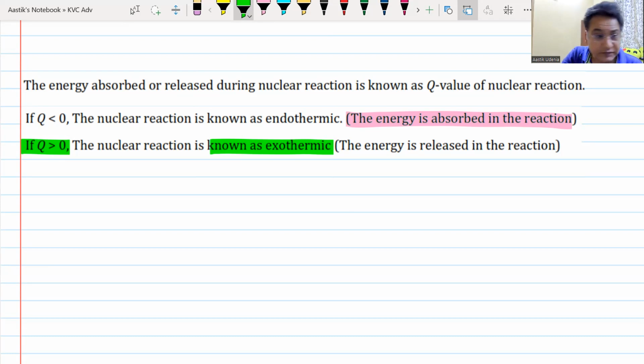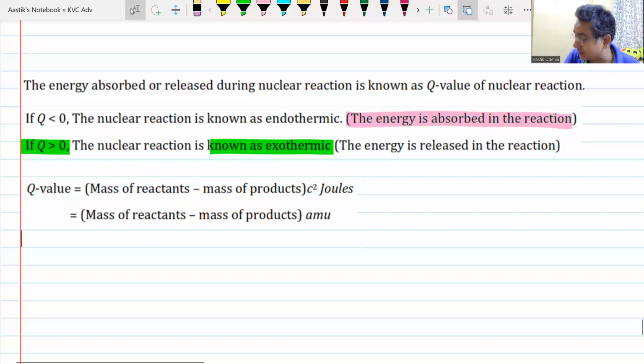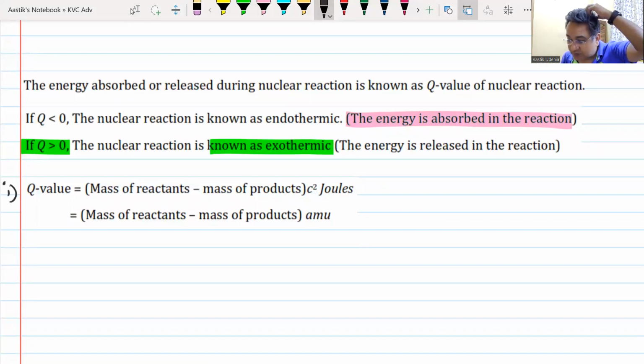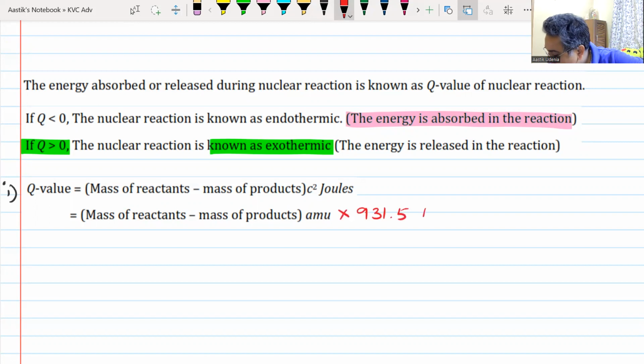Now this Q value, you can write it in different ways. The first way, Q value is mass of the reactants minus the mass of the products. You multiply it by C square, your answer would be in joules. If you multiply it by 931.5, you will get your answer in mega electron volt. Do we understand this, or has this gone above our heads?